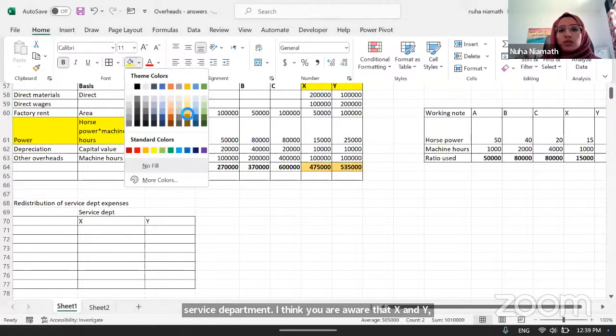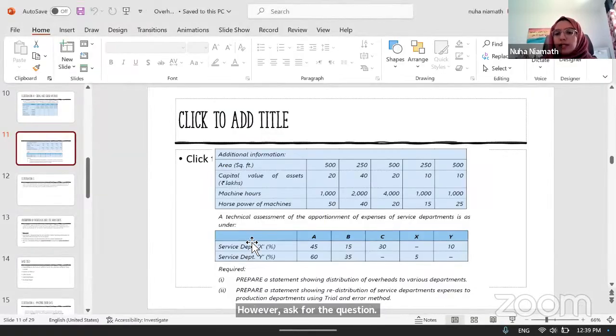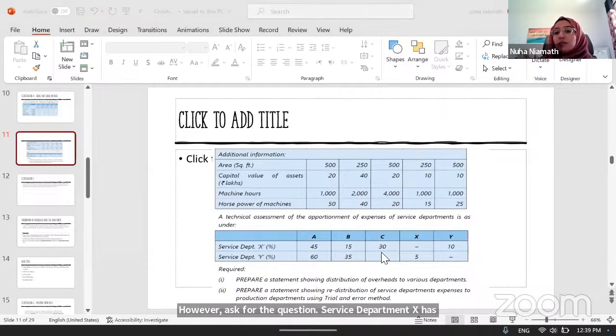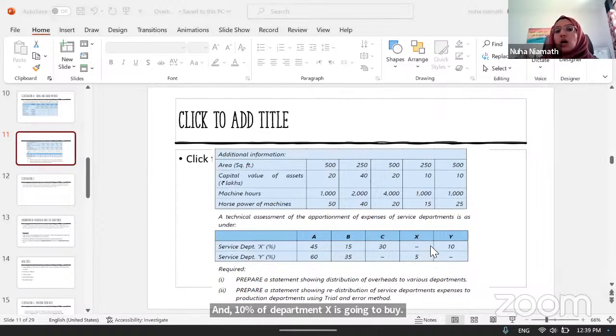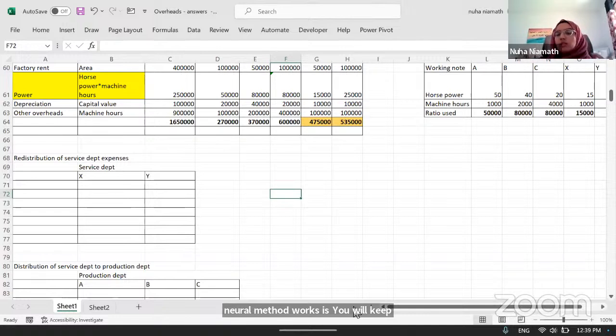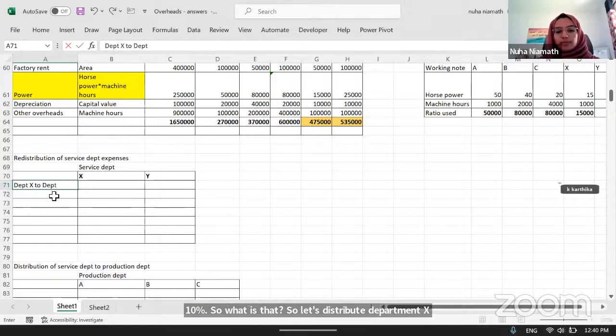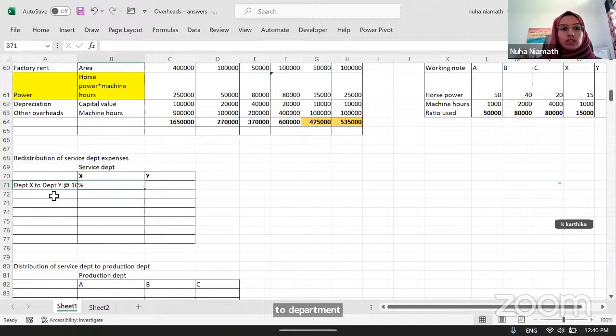So we will just highlight this so that you are aware that these are the expenses that we need to distribute. However, as per the question, 10% of department X is going to Y and 5% of department Y is going to X. So how the trial and error method works is you will keep redistributing this expense to each other, 10%, 5%, 10%, 5%, till the final amount comes to a very negligible amount.